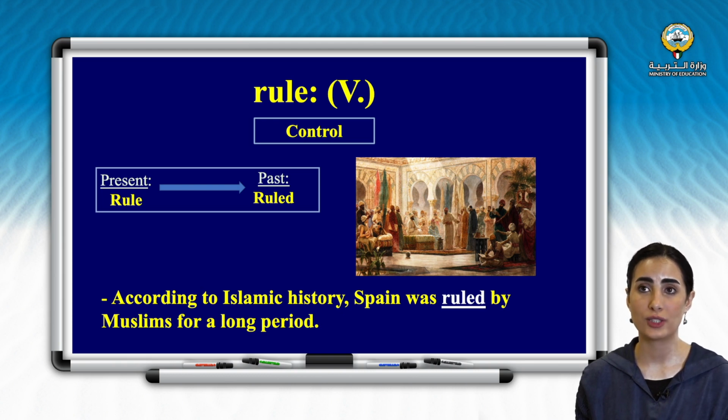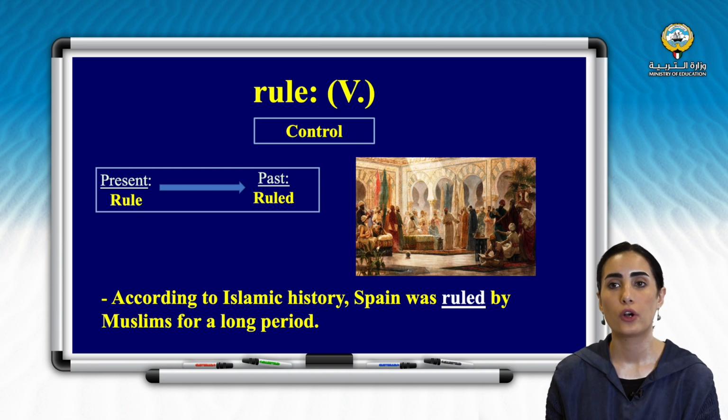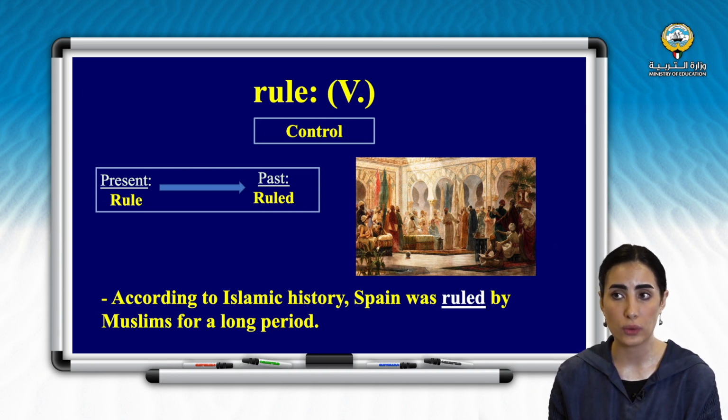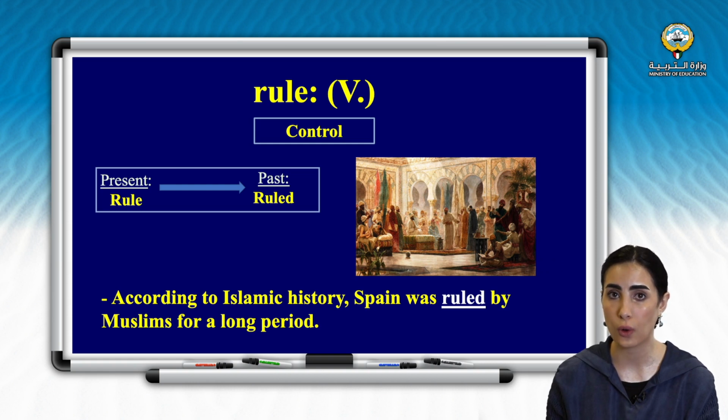Now, what is the past form of rule? It's ruled, adding ed. Let's use it in a sentence. According to Islamic history, Spain was ruled by Muslims for a long period. So Spain was ruled by Muslims, meaning Spain was controlled by Muslims. So rule here means control.